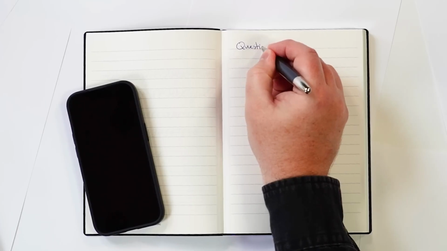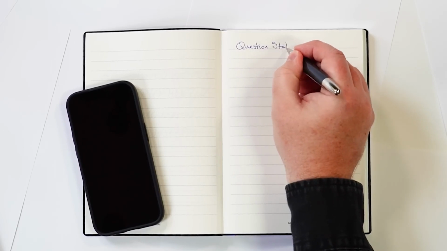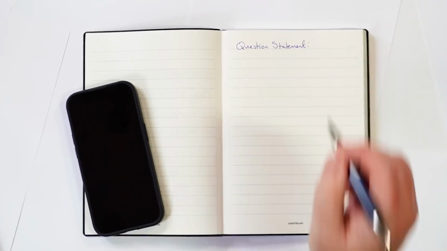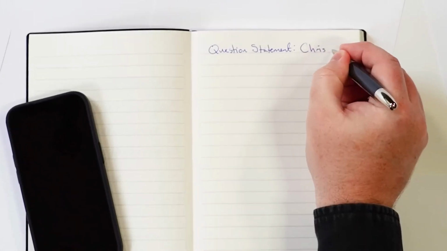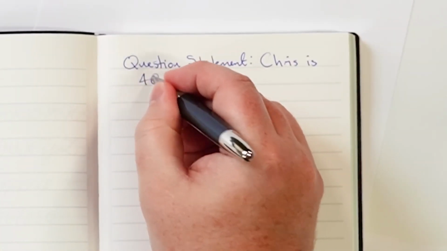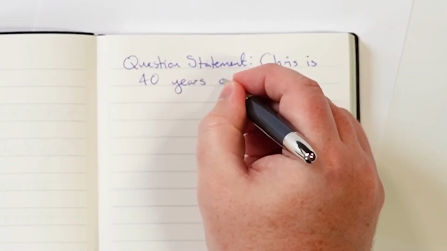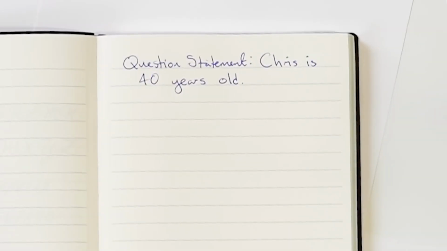So what you're going to do is at the top of the page, you're going to write question statement. And then you're going to think of a fact about you. All right, I'm going to demo it about me because I am me, but think about something that is true about you. It could be your name, your age, your nationality, something that is a fact. So Chris is 40 years old. So this is a fact about me.